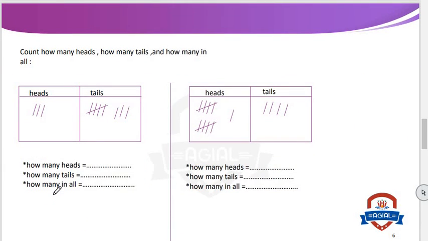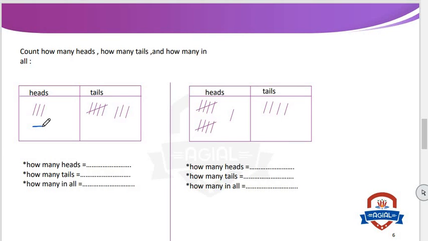In here, example on tally marks, count how many heads and how many tails and how many in all. Head and tail. In here we have how many heads? Who can count? 1, 2, 3. So we write 3. Number 2, how many tails? In here we have how many tails?